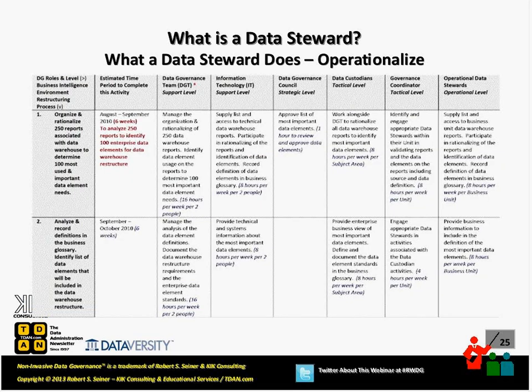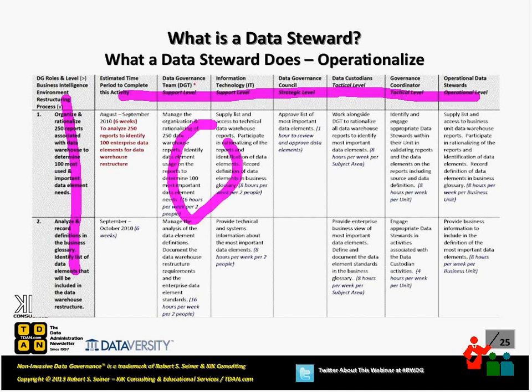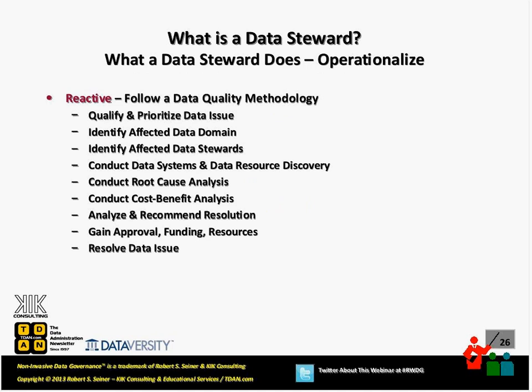Now, I'm running out of time, so I don't want to spend too much time on this, but here's another example of, again, the what they do, the who does it, and then the details of what they do during each of the steps of the different parts of that process. So we talked about that in a proactive way. So we build governance into the processes and procedures that we as an organization can do.